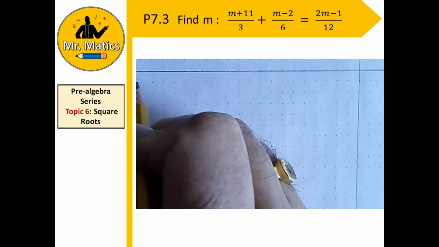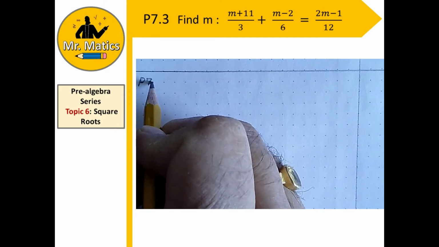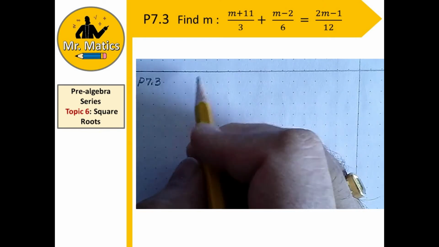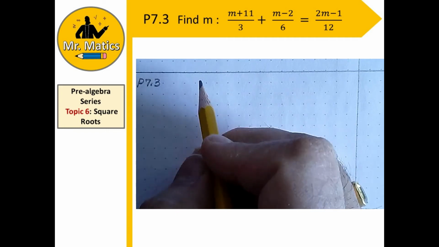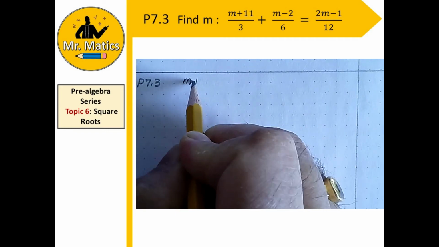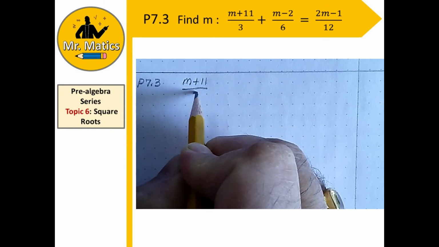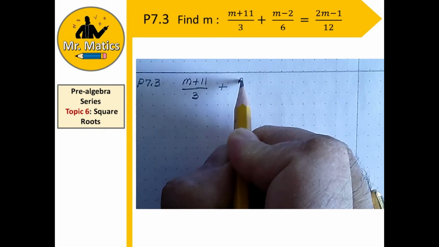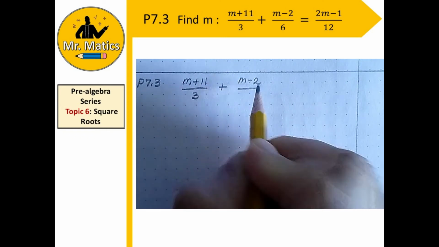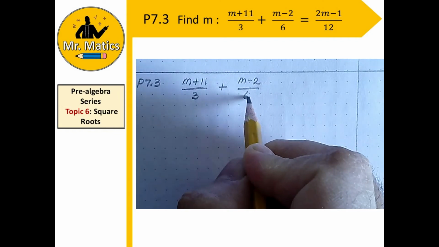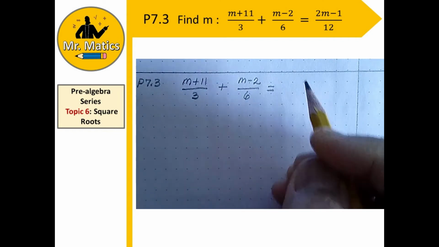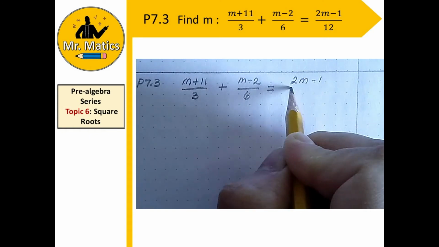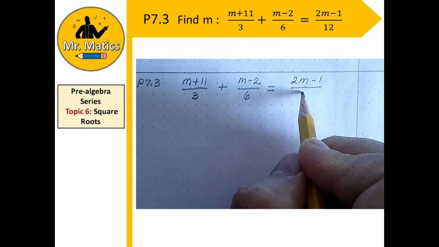Okay, problem 7.3. We have an equation with m plus 11 divided by 3, plus m minus 2 divided by 6, equals 2m minus 1 divided by 12.